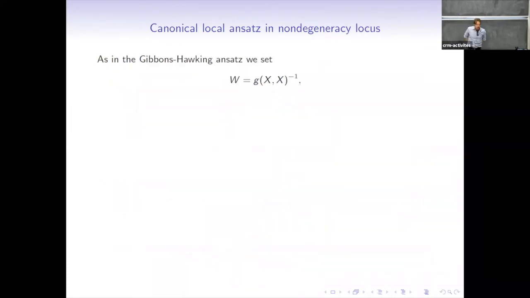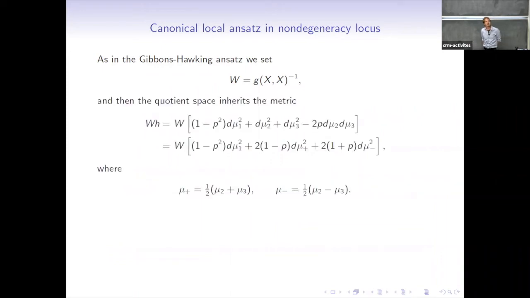As in the Gibbons-Hawking concept, I need to keep track of the length of X, and the right way to do it is to define W to be g(X,X) inverse. Then the geometry of the quotient space can be described explicitly. In terms of mu1, mu2, mu3 coordinates, you get this explicit description of the horizontal geometry using the function p and these coordinates mu. We introduce these new coordinates mu plus and mu minus involving mu2 and mu3, and it looks a little bit more symmetric.